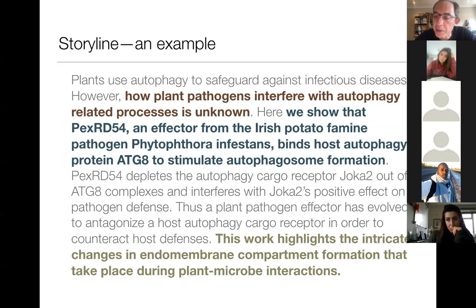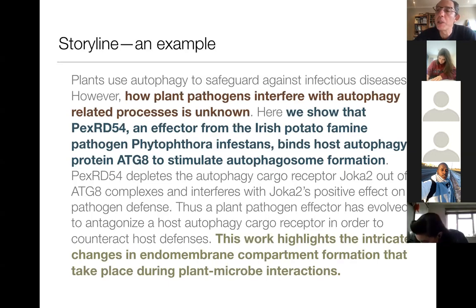This is a very generous sentence, and it really goes beyond what we found. And that's the implications. And I want you to really appreciate the difference between a finding and an implication. That difference also should be very crystal clear in your mind when you write your paper. Don't mix those two together. Basically, the finding is your result. It's very specific. We show that an effector here binds an autophagy protein and stimulates autophagy.